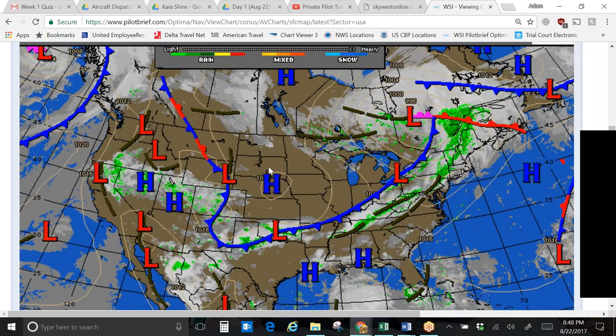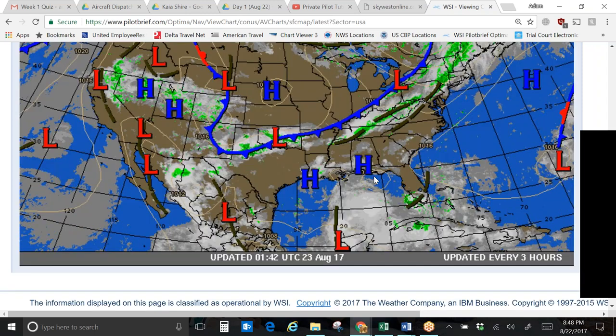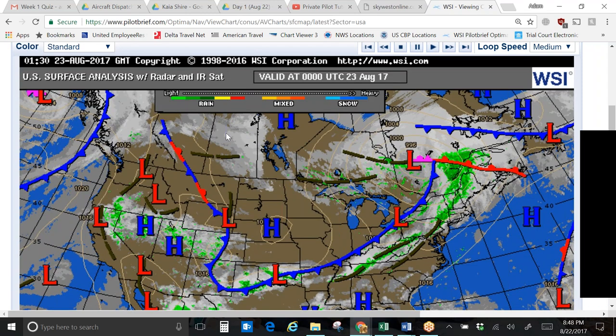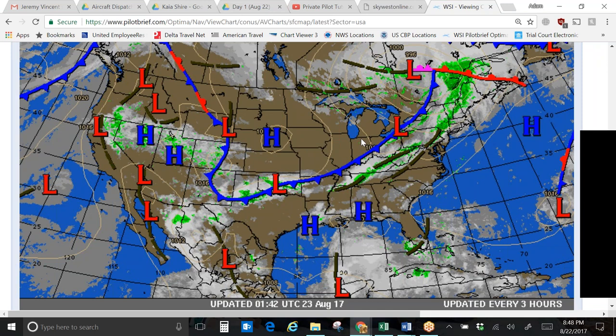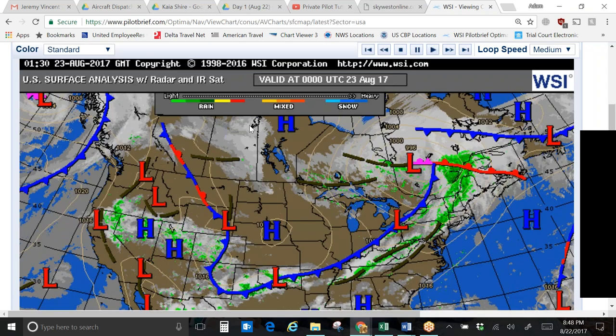So this is a surface analysis chart. It's just telling us what's going on right now across the U.S. If we were to look around, there's a high pressure here, there's a low pressure here, there's a cold front from here all the way to here, there's an occluded front up in this area, a trough over here. But other than just knowing that that's what's there, that's about as much help as it really is.